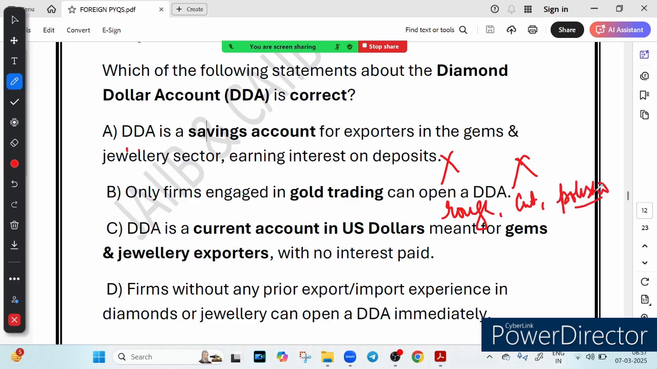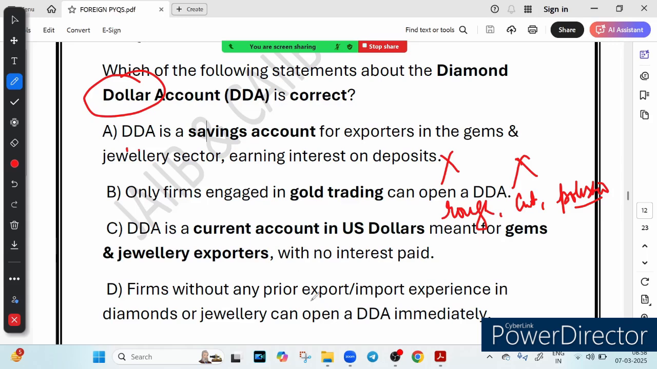Option C says that DDA is a current account in US dollars with no interest paid. This is correct because DDA is a non-interest-bearing current account maintained in dollars. That's why in the name you will see dollar account. So it is maintained in US dollars, right? Created for exporters in the gems and jewelry sector. It allows them to transact directly in dollars without converting funds into Indian rupees.